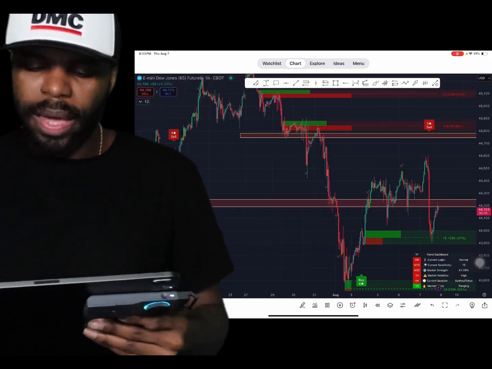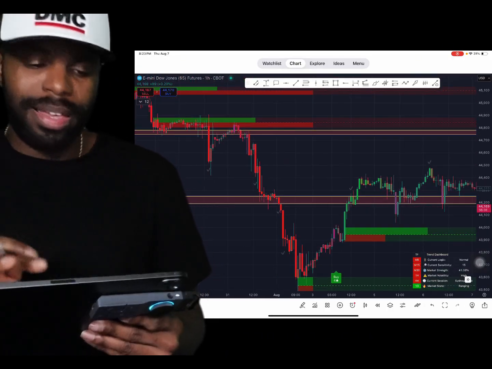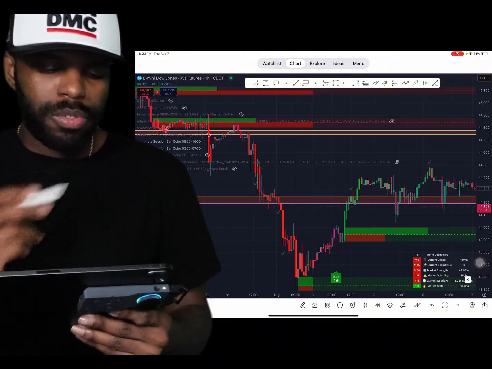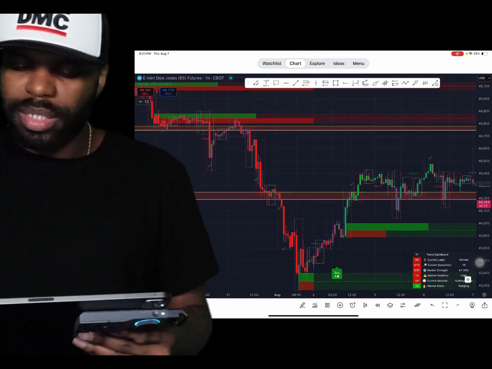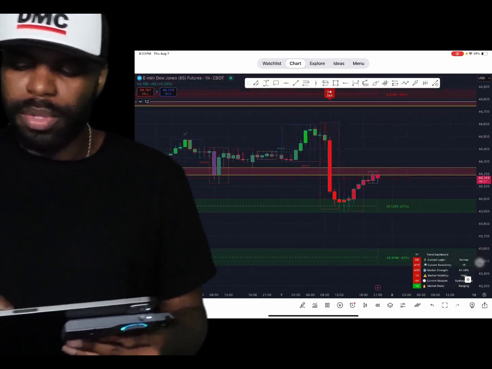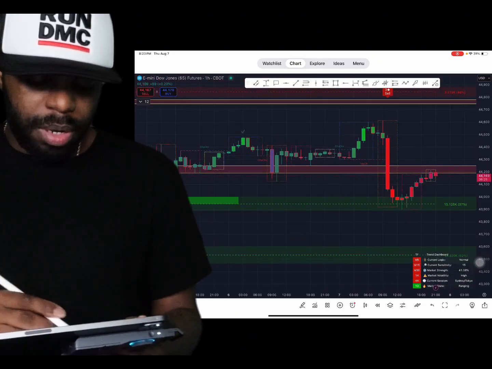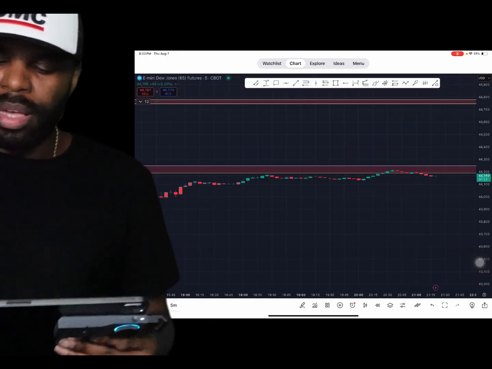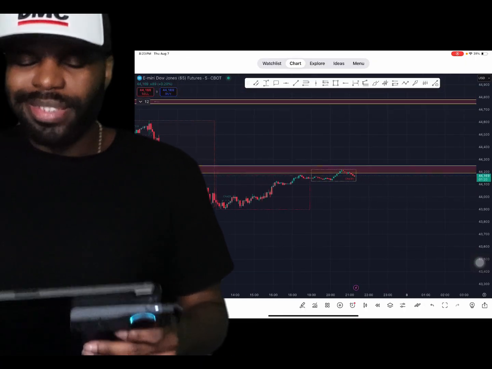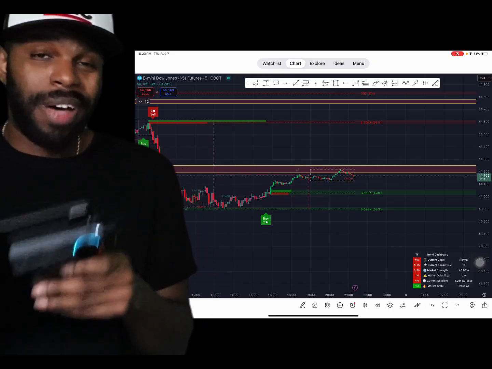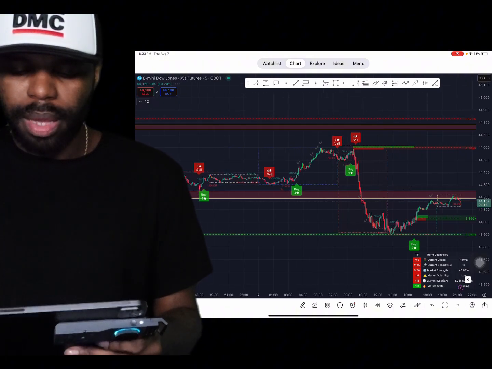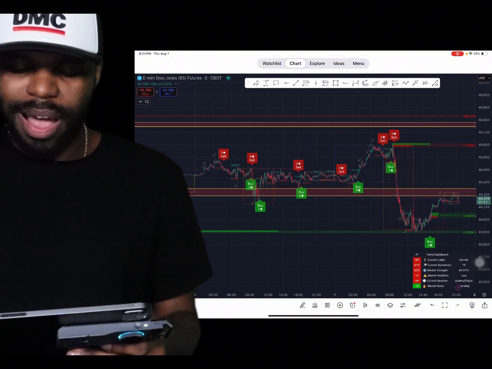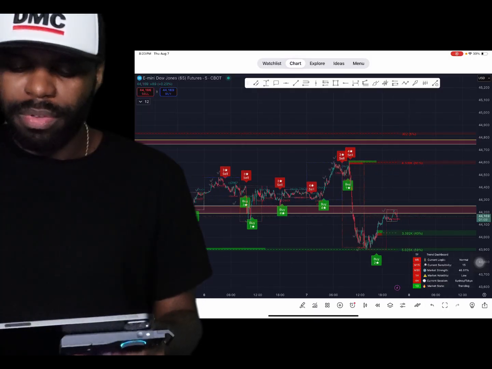Now I got my previous US session high and I got my previous US session low. I also use another indicator that shows the sessions, so that way it can let me know what type of session I'm in. If I go to the 5 minute, where I like to take trades is either on the 5 minute or the 1 minute. So I got my previous US session high and my previous US session low.